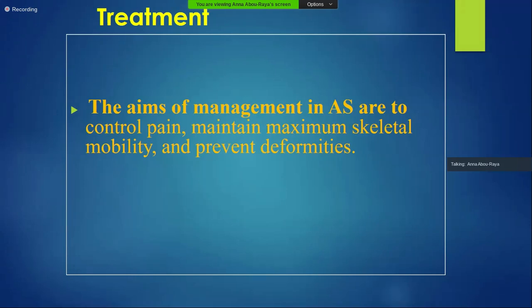You have to maintain maximal skeletal mobility. We have to tell our patients you have to keep moving. You can't stop moving, because if you stop moving, the inflammation increases and it gets worse, and you will be completely ankylosed. And we have to treat early, because, as I said in the lecture, the earlier you treat, the better will be the results, and you will prevent deformities.